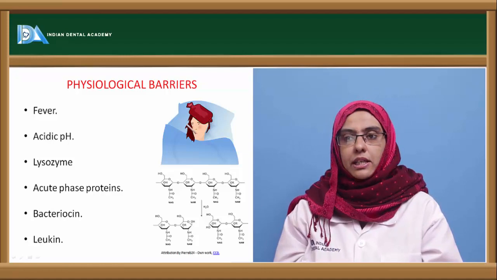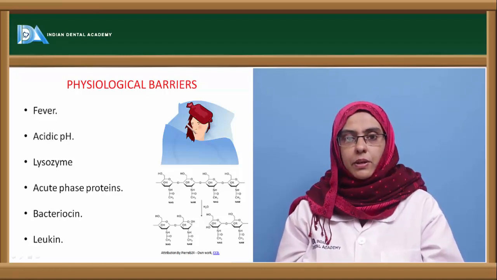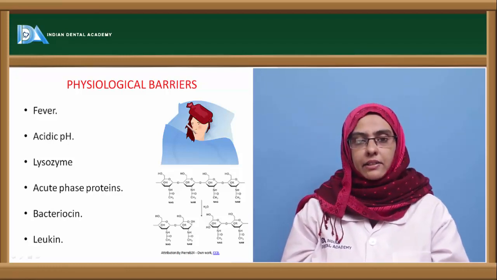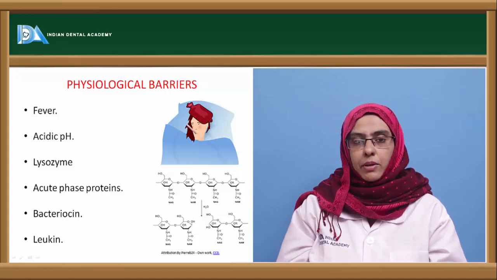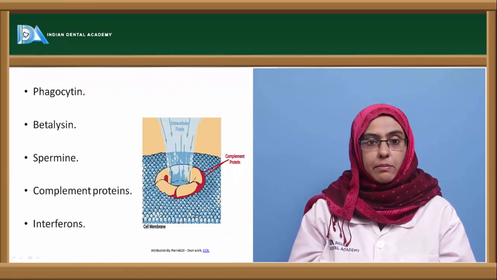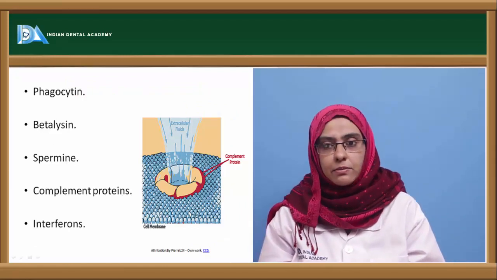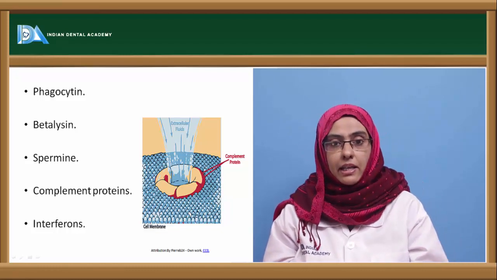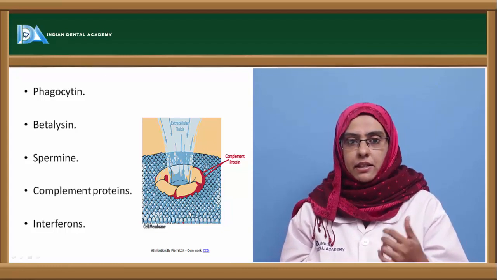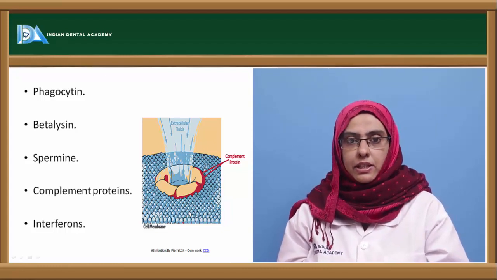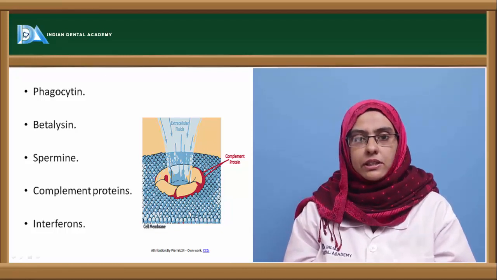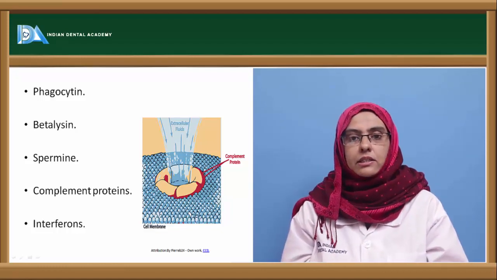The next important physiological barrier is bacteriocins, produced by different components or cells of the immune system that are highly active against bacteria. We have leukins produced by polymorphonuclear leukocytes that kill microorganisms, and phagocytin produced by macrophages that helps in the engulfment of organisms. We have beta lysins, thermostable substances that are active against anthrax bacilli and typhoid bacilli. And we have spermine, present in the sperm of the male reproductive organ, that kills organisms. And next is the complement proteins.